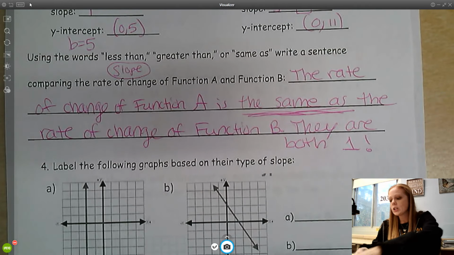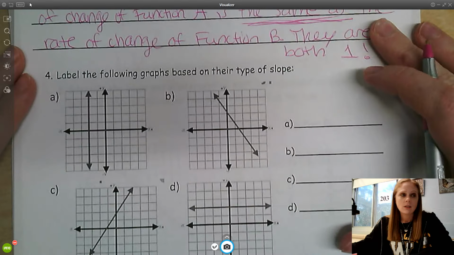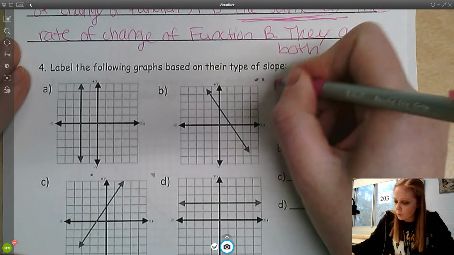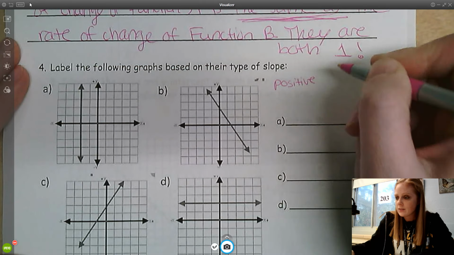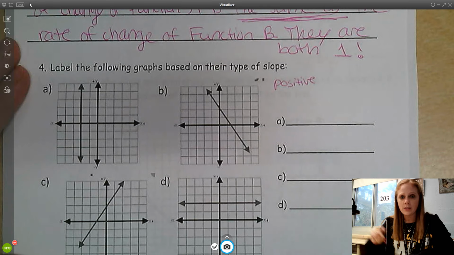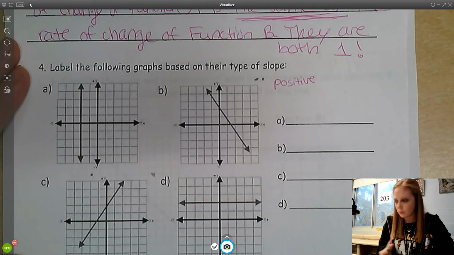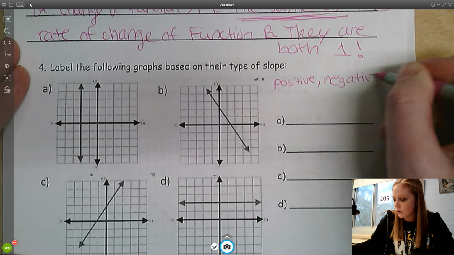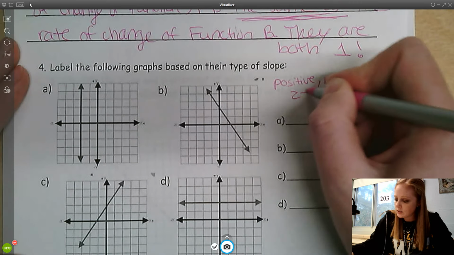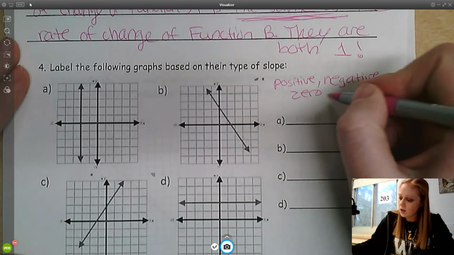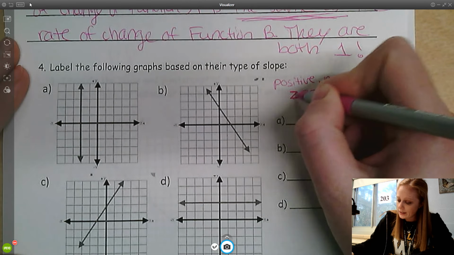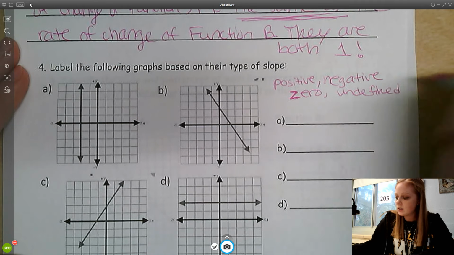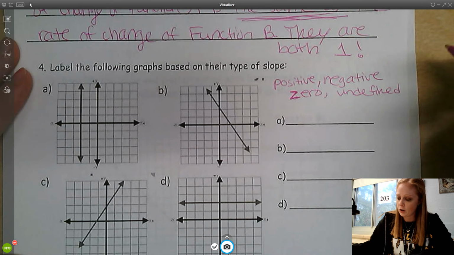Okay, and our last question for today. Label the following graphs based on their type of slope. Okay, so the 4 different types of slope. We have positive, that would be as you go from left to right, the line's going upward. Think like you're walking uphill. As you read from left to right across the page, you're going uphill. Negative would be going downhill as you look from left to right across the page. Then we have a zero slope, which is always our flat horizontal line. Think like zero, like the Z in horizontal. And then lastly, we have undefined. That's going to be our vertical lines.